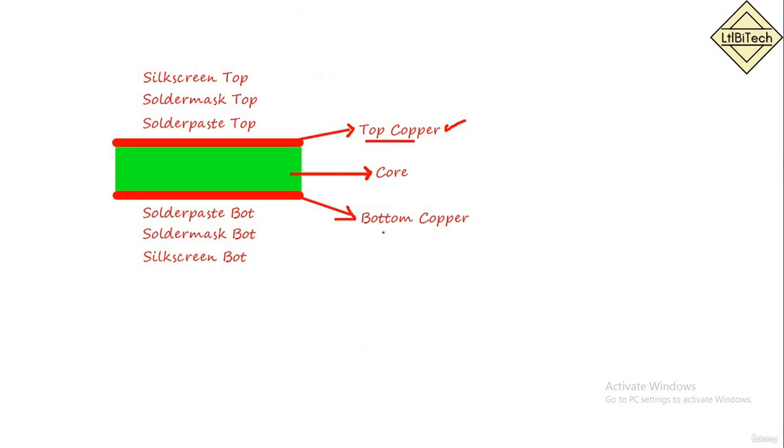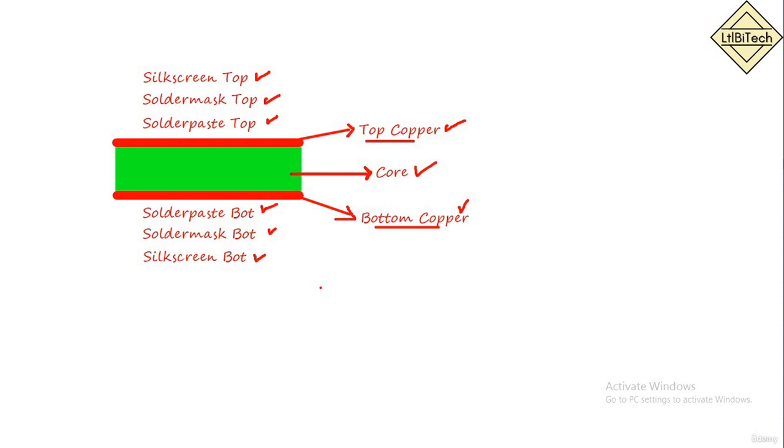One is top copper and bottom copper. Copper is one of the components of the PCB. The second one is core. Core is also a component of the PCB. Along with that, once we have done the printing, we use solder paste on top and bottom if you have SMT components, and each and every solder pad will be masked for coloring the PCB. So we use solder mask on top and bottom of the PCB, and then we go for silk screen top for ink printing. That is also one of the components of the PCB.